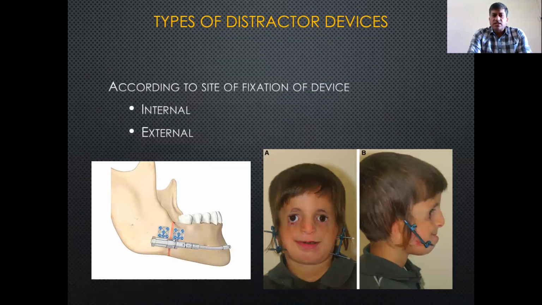The next classification is according to the site of fixation of the device. In this, the distractor devices can be internal or external. As the name suggests, an internal distractor device is completely buried under the soft tissues, except the activation arm, which will either come out intraorally or extraorally. On the contrary, an external distractor device is present outside the soft tissues. So an extraoral distractor device is known as an external distractor.